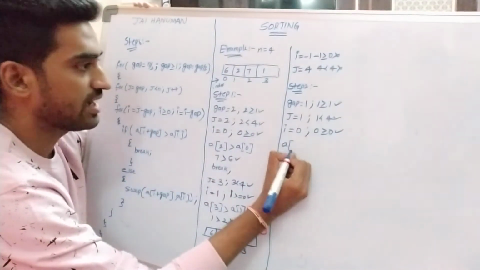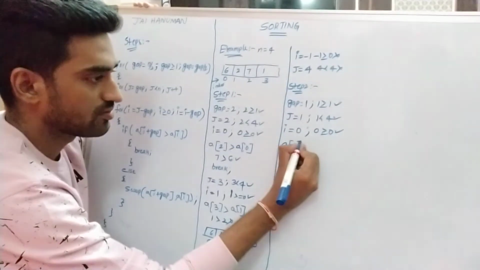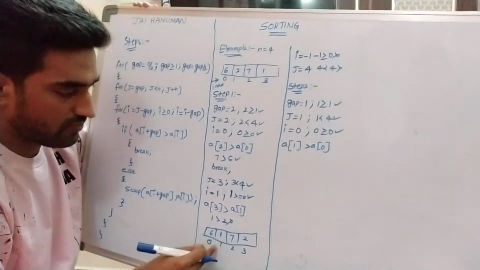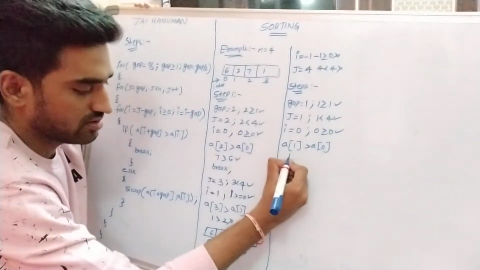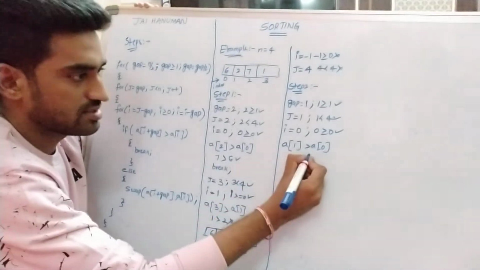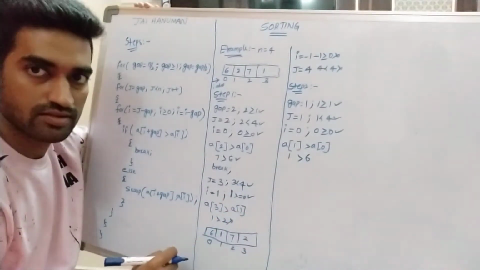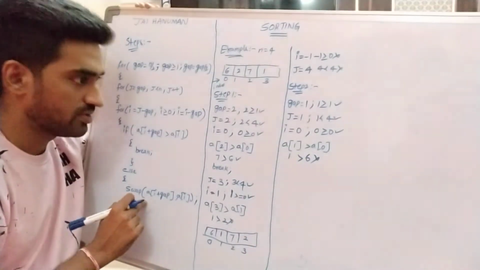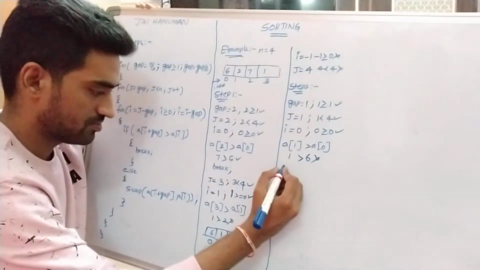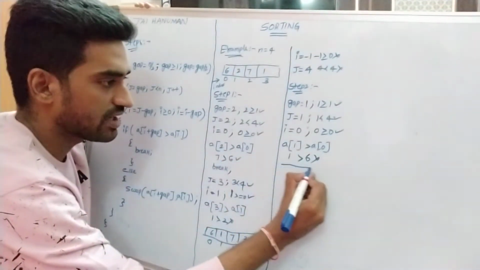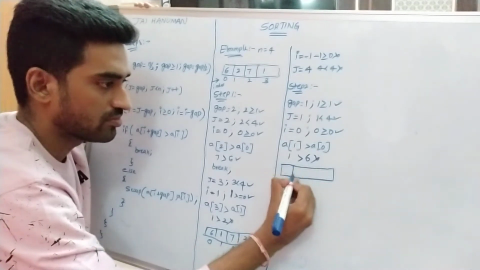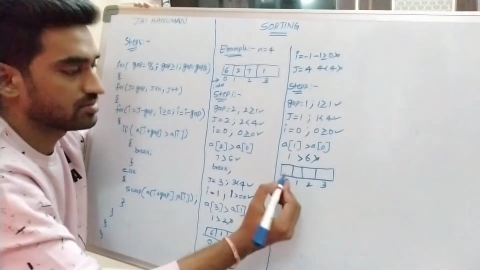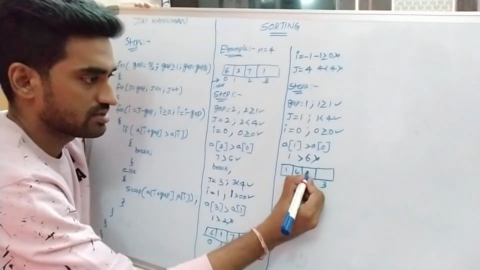e of i plus gap, 0 plus 1, e of 1 greater than e of 0. What is the e of 1 value? 1 greater than 6, condition is failure. So that's why we perform the swapping operation between these two elements. Now the array becomes like this: positions 0, 1, 2, 3. We swap 1 and 6, so the array is 1, 6, 7, 2.